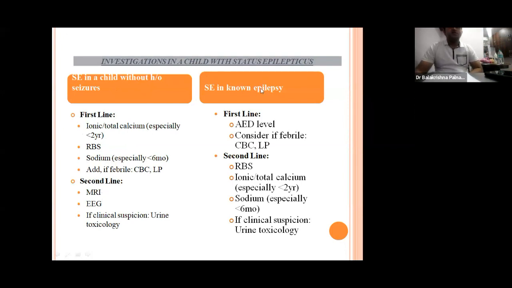For status epilepticus in any known epilepsy, first line you need to check AED levels. There are indications where sometimes you can check the valproate and phenytoin levels also, so you can know how the drug levels are. And if febrile, definitely CBC, CRP, and LP. If second line, you can go for RBS and electrolytes. And if there is clinical suspicion of toxins, you can go for urine toxicology.